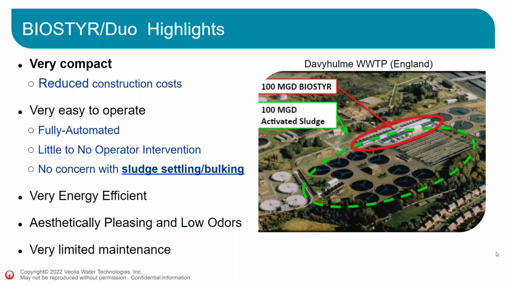It's also very easy to operate. It's fully automated. There's little to no operator intervention. You still need someone to look for optimization of the process, but there are a lot of alarms and a lot of things in the operation of a Biostyr that make it quite independent when need be. And there's no concern with sludge settling or bulking, since it's a fixed film. The backwashes are optimized to make sure that the sludge and the biomass are correctly managed.